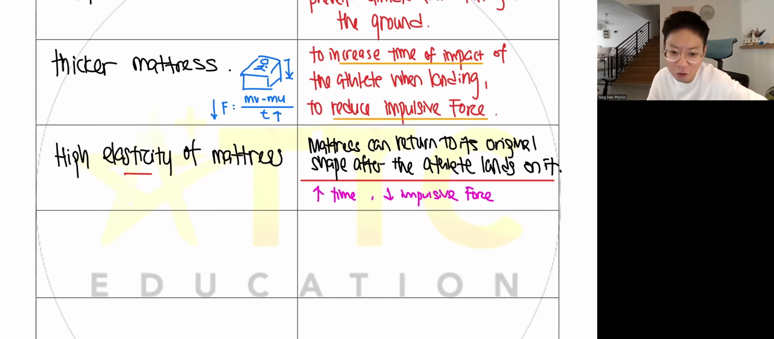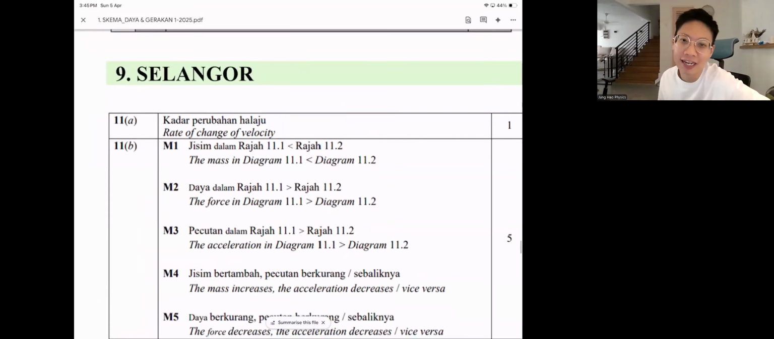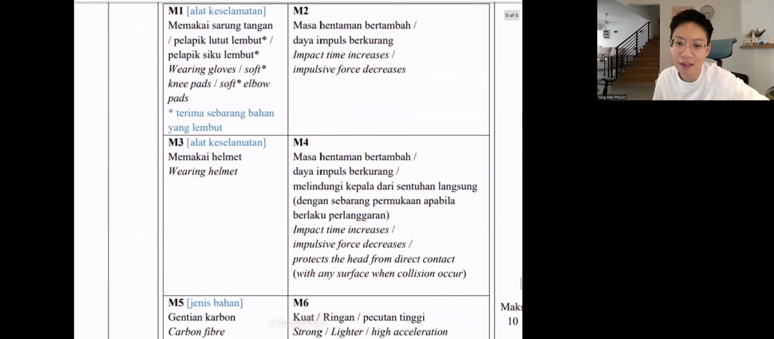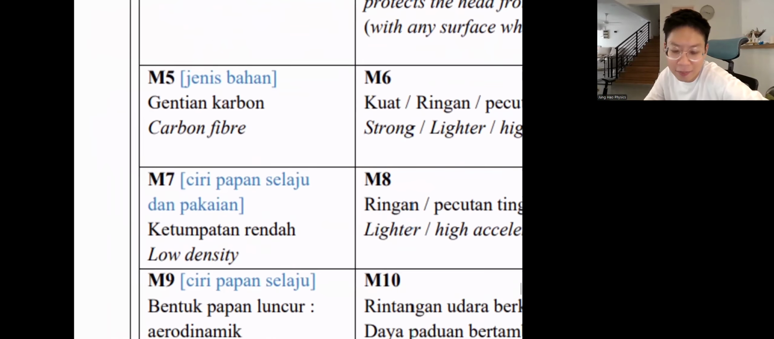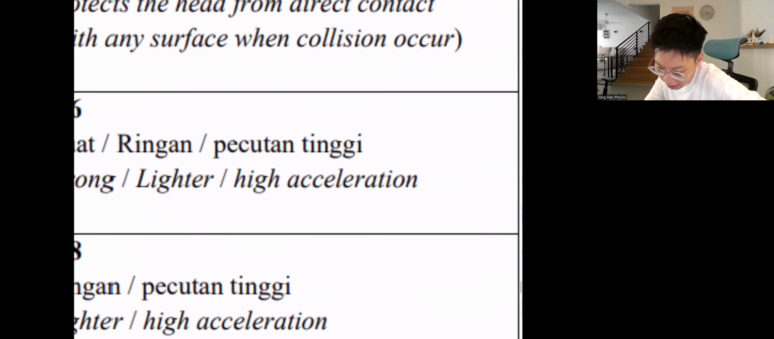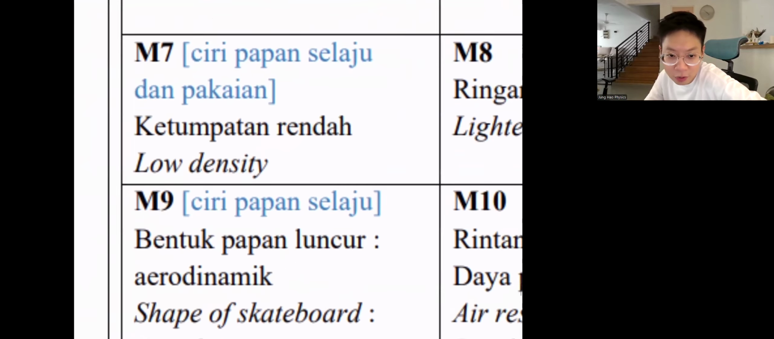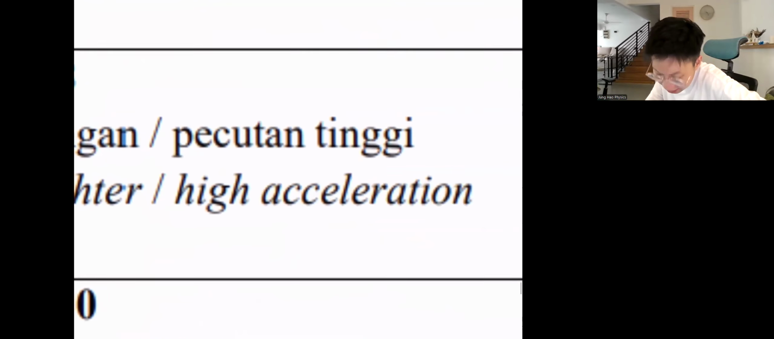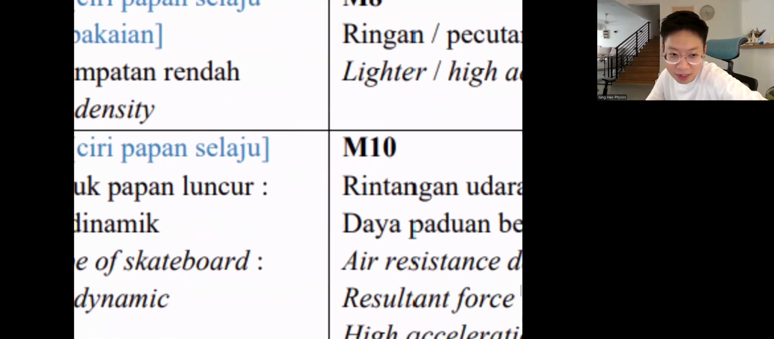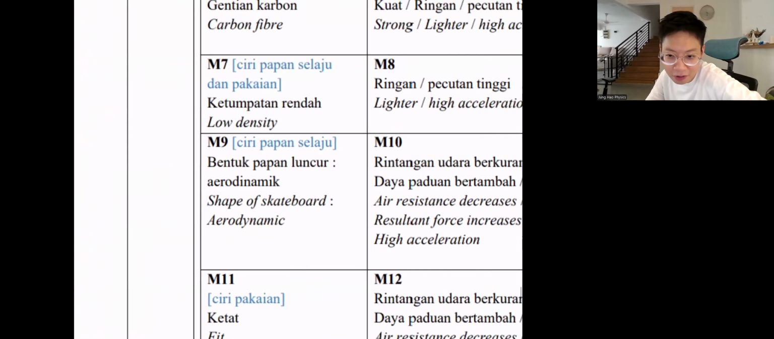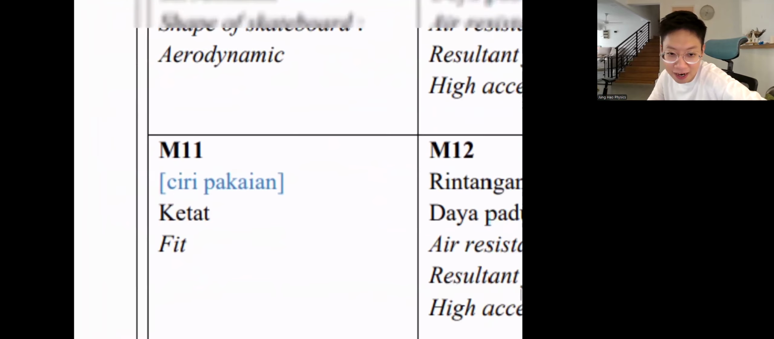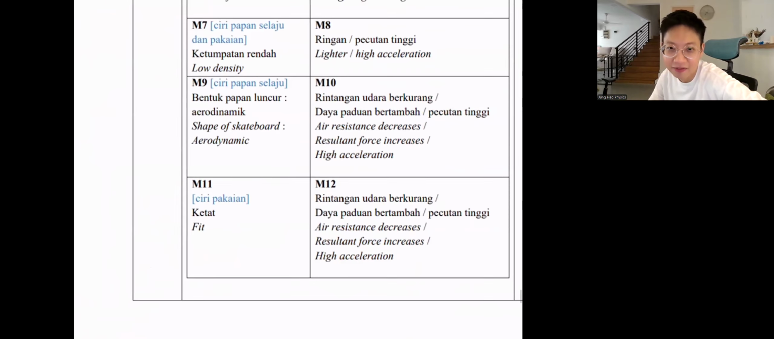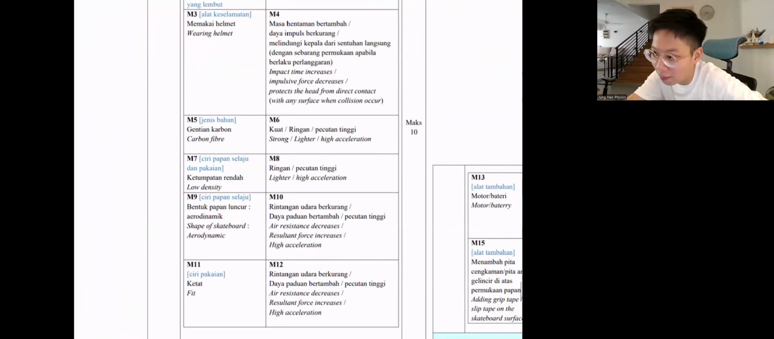If you look at this schema jawaban, this is Selangor. Guys, I know you're not Selangor. Why do you want carbon fiber? Higher acceleration. Why do you want low density? Higher acceleration. Why do you want aerodynamic? Because high acceleration. Why do you want fit pakaian? Higher acceleration. So guys, this is the schema jawaban. I didn't create this, you know. So, can or not?